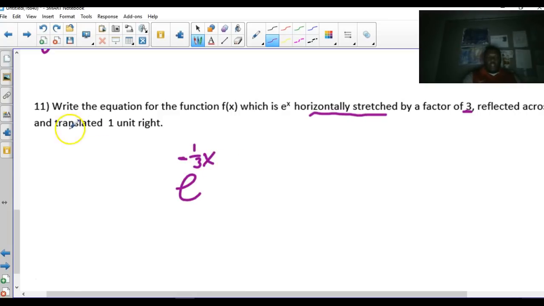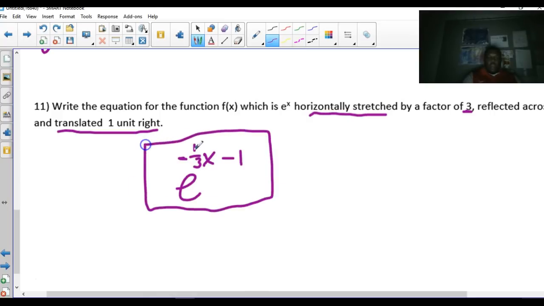And then we're going to move this whole thing to the right by 1. So remember, the x is going to subtract 1. That tells me I move it to the right 1. So here's your equation right here: e to the negative 1/3 x minus 1.